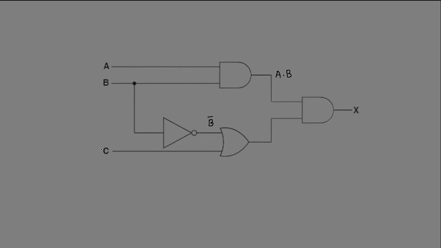Then this OR gate receives signal C as an input. So therefore C is the input of the OR gate. So the output of the OR gate will be B complement plus C. Now these two are inputs to the AND gate. Therefore the AND gate's output will be Y is equal to, the first input is A dot B, dot, the second input is B complement plus C. So this is how you can find the Boolean expression for this circuit diagram.